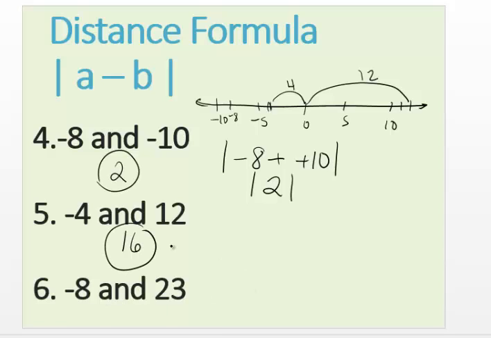The last example, I'll go ahead and do a formula for you. Negative 8 minus 23. Negative 8 minus 23 is negative 31. Absolute value of negative 31 is 31. As I said, you have seen these problems before, but that was a reminder for you over distance formula on a number line.